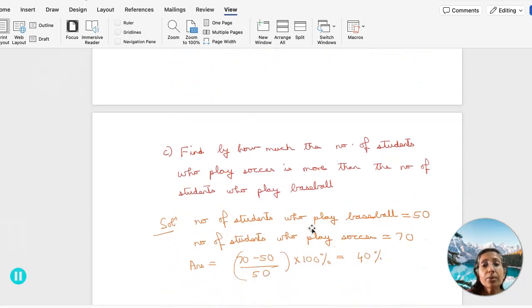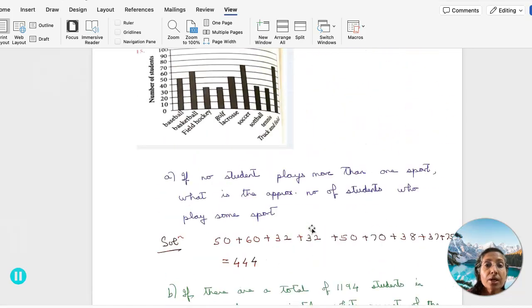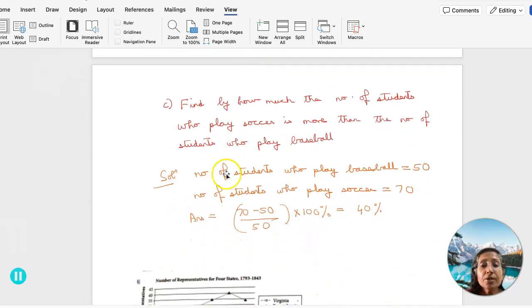Find by how much the number of students who play soccer is more than the number of students who play baseball. The number of students who play baseball, as you can see from the graph, is 50, and the number of students who play soccer is 70. So by what percentage is it more? It will be 70 minus 50 by 50 into 100%, and that percentage will be 40%.